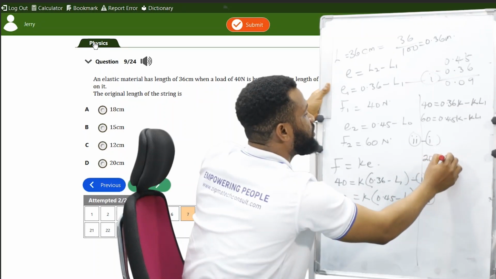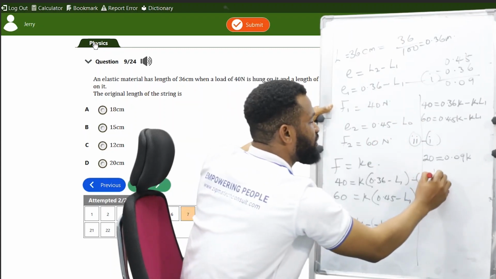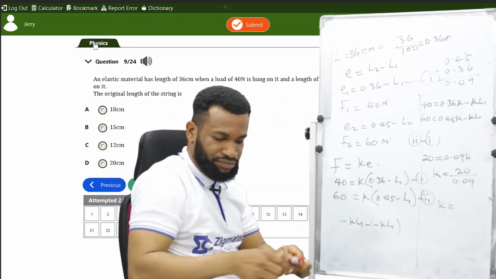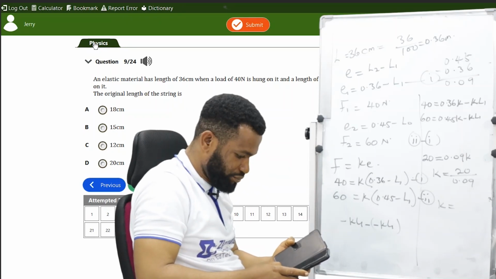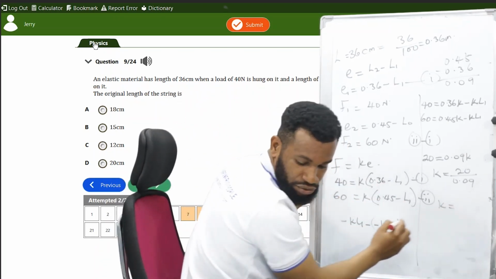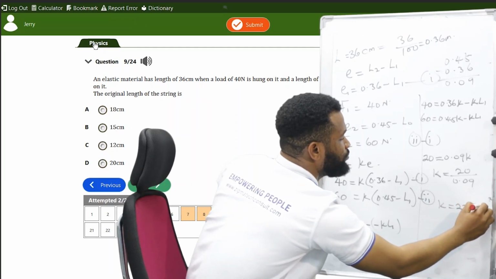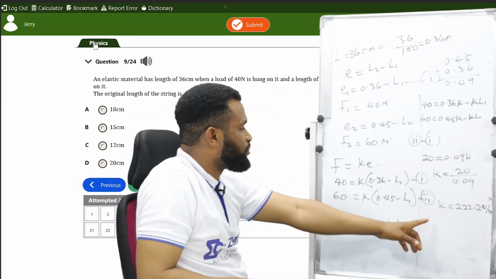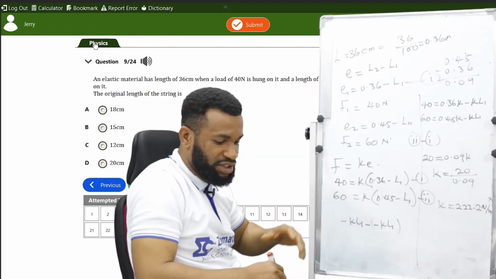So I'm going to have 0.09 K. This and this will cancel out. Therefore, we say that constant is going to be 20 divided by 0.09. So K is 222.2, and that is going to be Newton per meter. All right. Now, after that, we have to substitute this value in any of this equation, either this equation or this equation, to be able to get our original length.